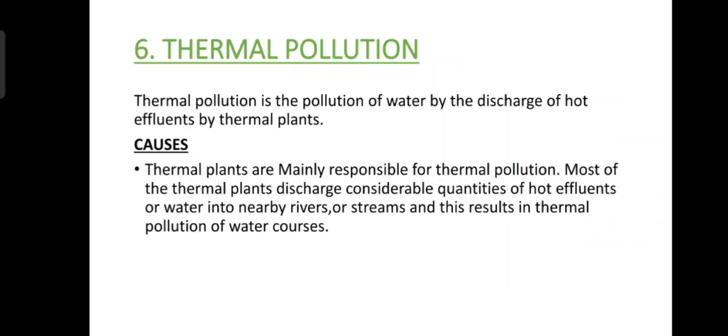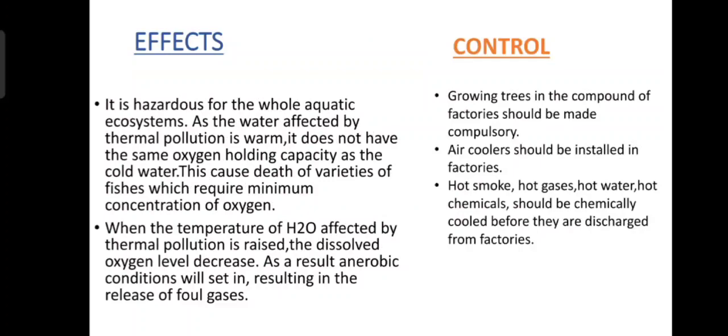Thermal pollution. Thermal pollution is the pollution of water by discharge of hot effluents by thermal plants. Causes: thermal plants are mainly responsible for thermal pollution. Most of the thermal plants discharge considerable quantities of hot effluents or water into nearby rivers or streams, and this results in thermal pollution of water courses. Effect: it is hazardous for the whole aquatic ecosystem as the water affected by thermal pollution is warm. It does not have the same oxygen holding capacity as cold water. This causes death of varieties of fishes which require minimum concentration of oxygen.